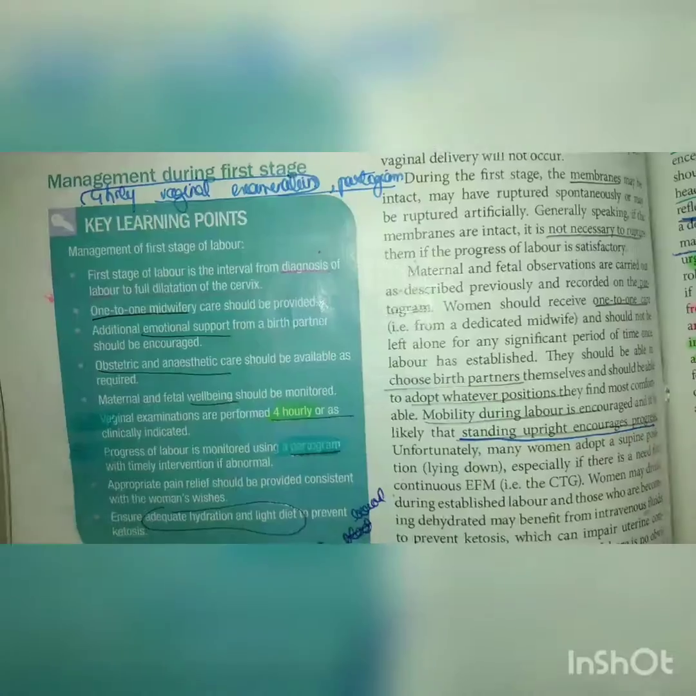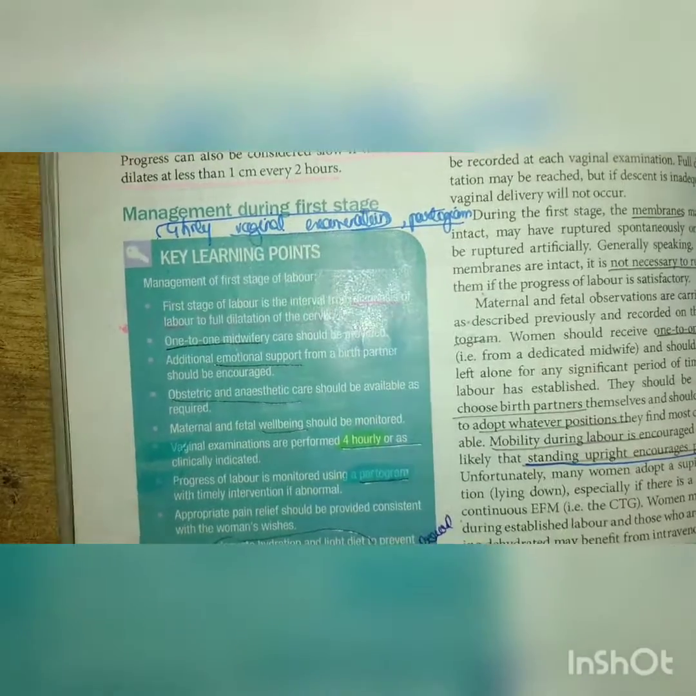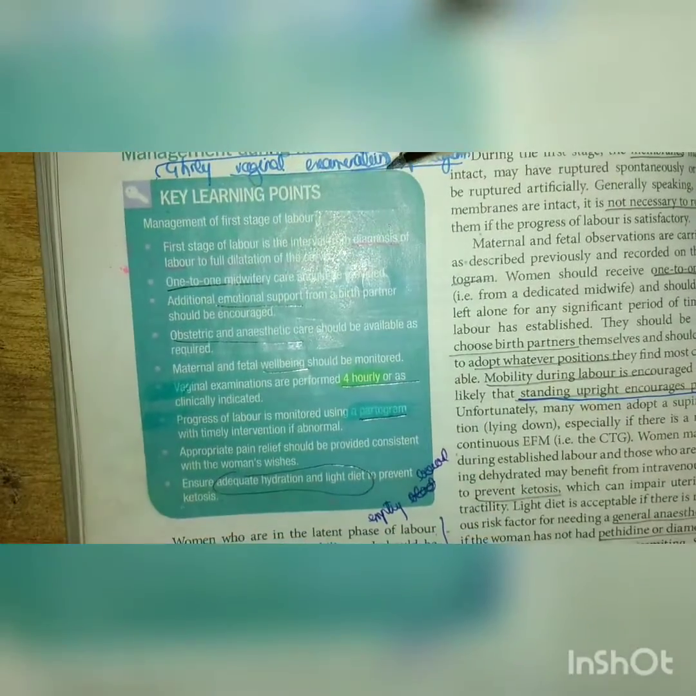Now we are going to have a look at the management of the first stage and the abnormalities of the first stage. We are going to revise at the end. So how are you going to manage the first stage?